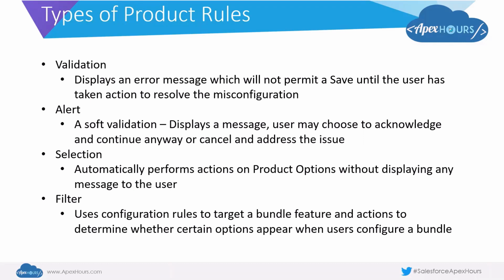The last type of product rule is filter. This one allows sales reps to choose their own options from the bundle. We call this dynamic bundles. Filter rules can be used to filter the options they can choose from. So this one uses configuration rules to target a bundle feature, and the product rule actions to determine whether certain options appear when users configure a bundle.